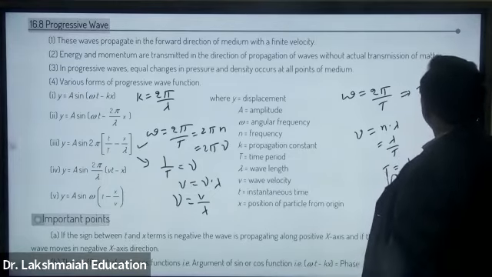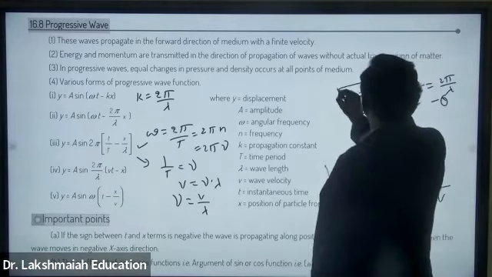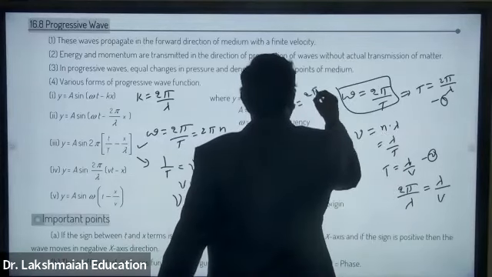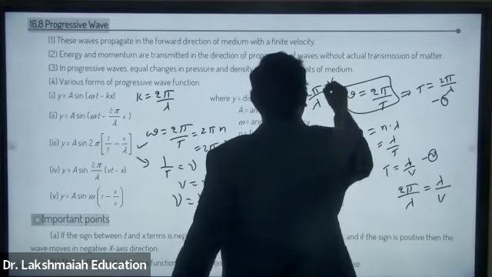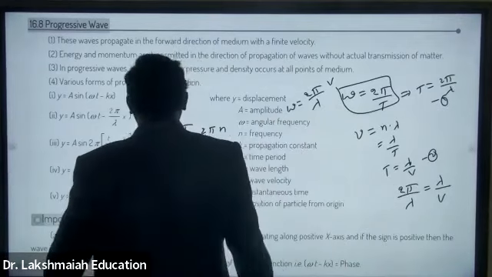Otherwise, you do one thing. Instead of T, you write the equation. Omega is equal to 2 pi by lambda into V. So omega is equal to 2 pi by lambda into V. That's what I have written here.